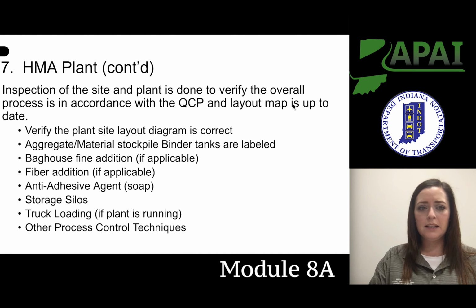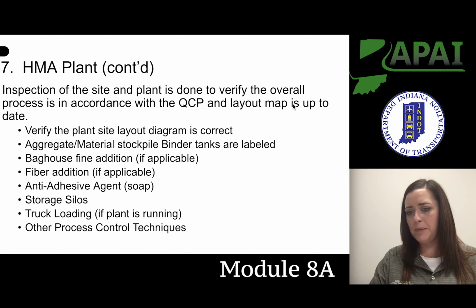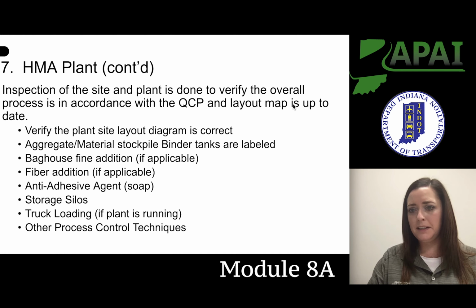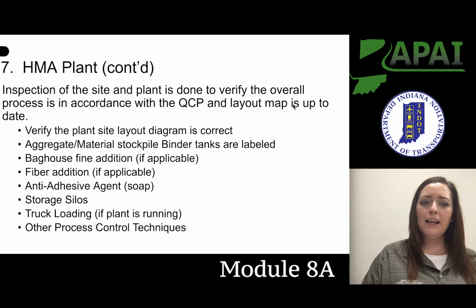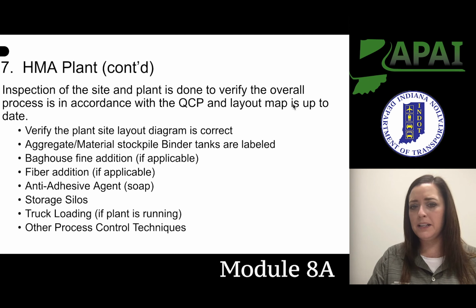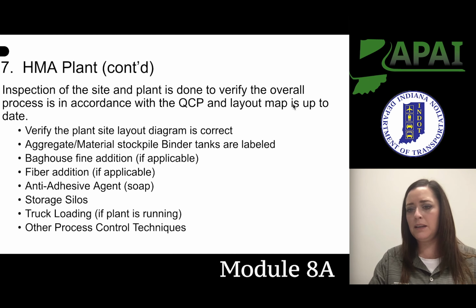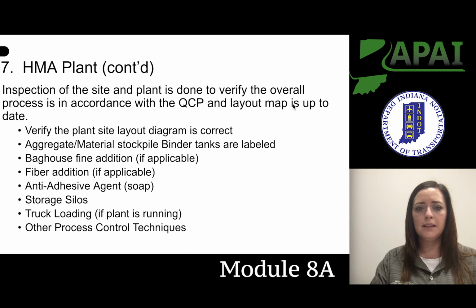There's a few things that are required per the quality control program, which is the plant site layout diagram is correct. Is the lab in the right place where you say it is? Is the plant itself in the right place? Aggregate material stockpile, binder tanks need to be labeled. So in your quality control plan, you will address if there's going to be signage for your aggregate stockpile or material stockpiles or some type of labeling for them. The PG binder tanks at the plant need to be labeled with the asphalt grade that is in those tanks.